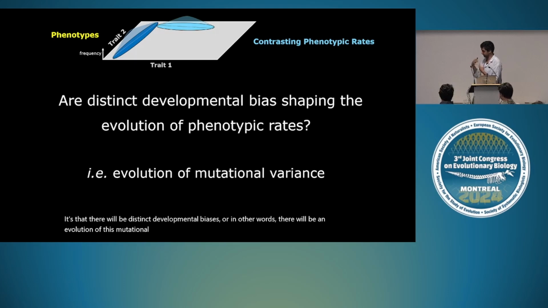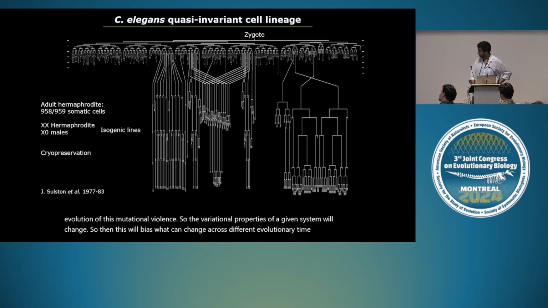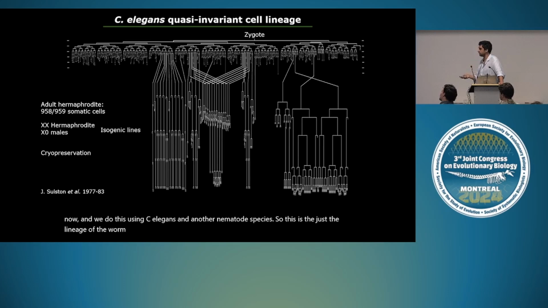So the variational properties of a given system will change, and this will bias what can change across different evolutionary timescales. And we do this using C. elegans and other nematode species. This is just the lineage of the worm. The cool thing about this is that it's easy to generate isogenic lines and to cryopreserve them, so you can compare ancestral and evolved lines very easily.